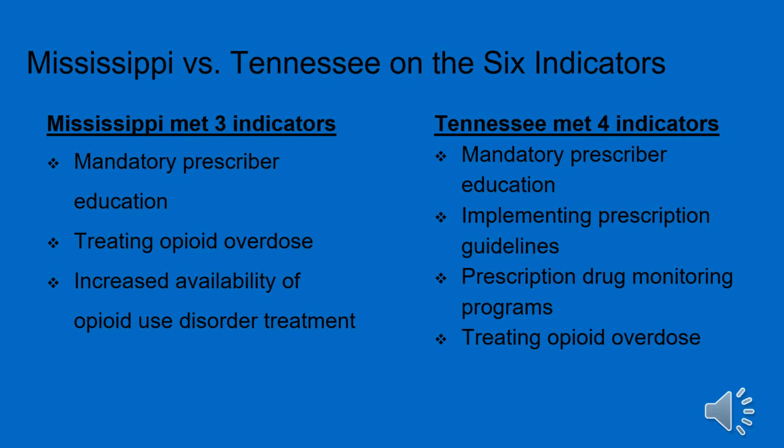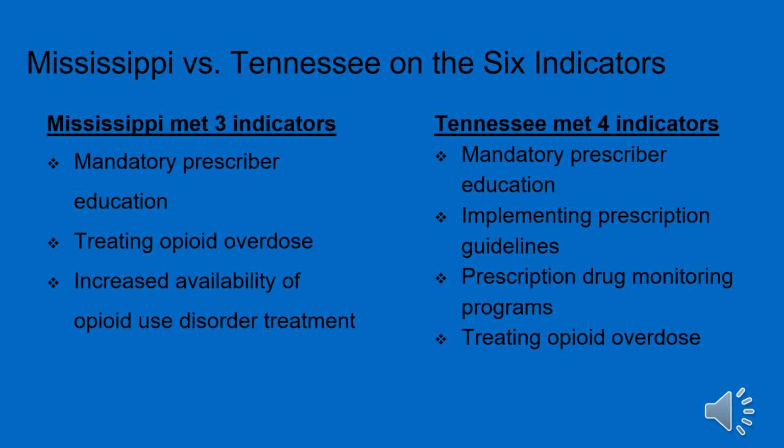According to the National Safety Council's report, Mississippi and Tennessee were the 2 states that fell in the 30 states that were lagging in the 6 indicators. Mississippi met 3 indicators. Mississippi did increase mandatory prescriber education, they did increase treating opioid overdose, and they increased availability of opioid use disorder treatment. While Tennessee met 4 indicators, and those indicators were having mandatory prescriber education, implementing prescription guidelines, and also implementing prescription drug monitoring programs and treating opioid overdose.